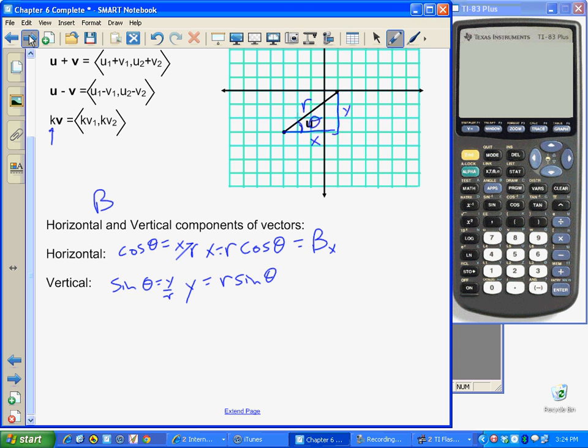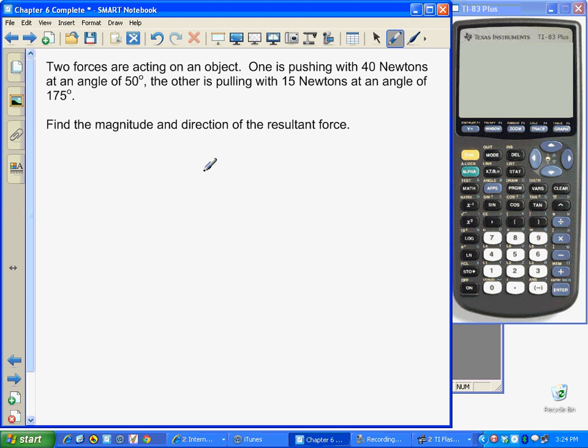So let's take a look at an example. Let's say I have two forces that are acting on an object. One is pushing with 40 newtons at an angle of 50 degrees. So let's just draw this out. So I've got 50 degrees, and that's a force of 40 newtons. Newtons is just the units for force, so that's capital N.